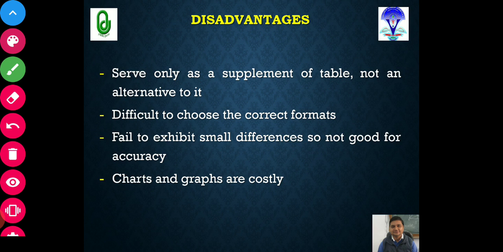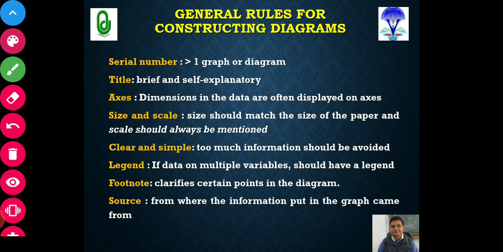Then, what are the general rules for construction of a diagram? There are a few basic rules that we need to remember. First is the serial number. When you want to prepare more than one graph or chart, you have to write the serial number. Then the title. Similar to the table, the title should be brief and self-explanatory.